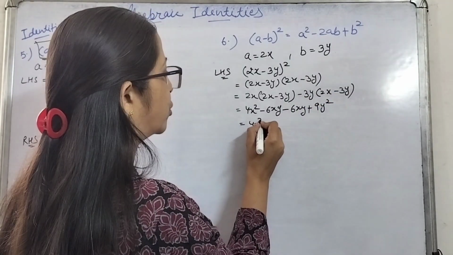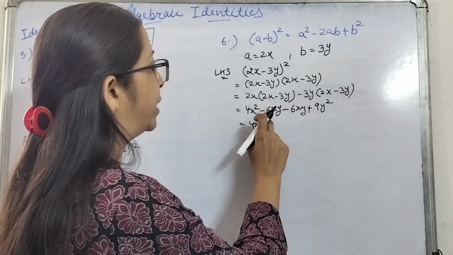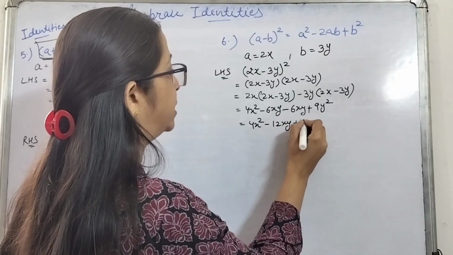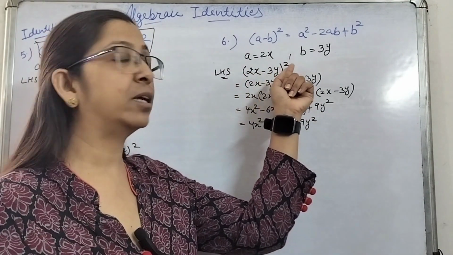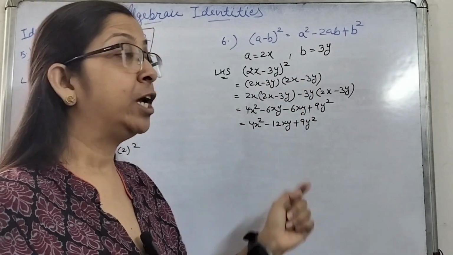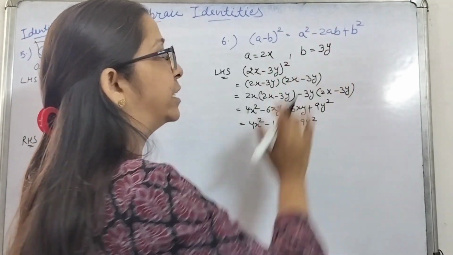So 4x square minus 6xy minus 6xy, like terms. So minus 6 and minus 6 will become minus 12xy plus 9y square. This is the product of (2x minus 3y) whole square. If we multiply these two expressions, the answer will be this. Now instead of multiplying, we could have used the identity directly as well.